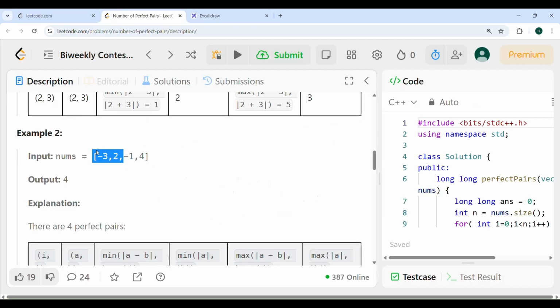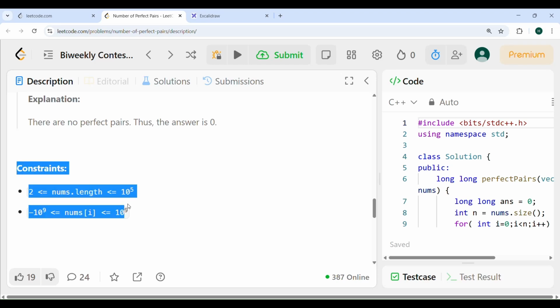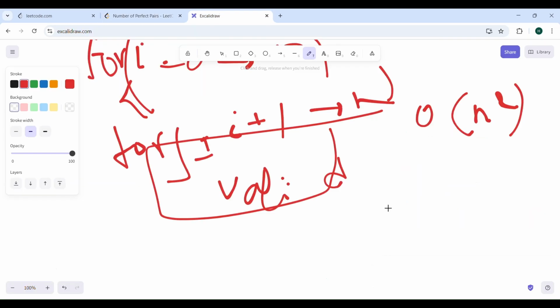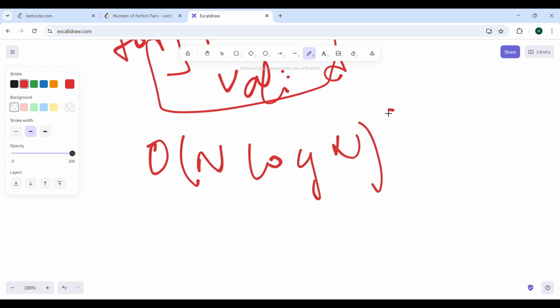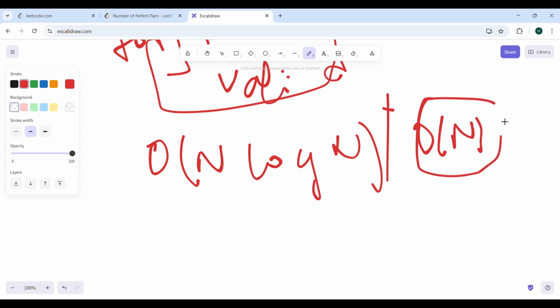And if you see the time constraints given in the problem statement, nums.length can be 10 to the power 5, which will give you a TLE, right? So what solution will work for us? At most you can go to big O of n log n, or if you can do it in big O of n, that's even better for us, but we can go till big O of n log n. Okay, so how will we proceed to the solution?